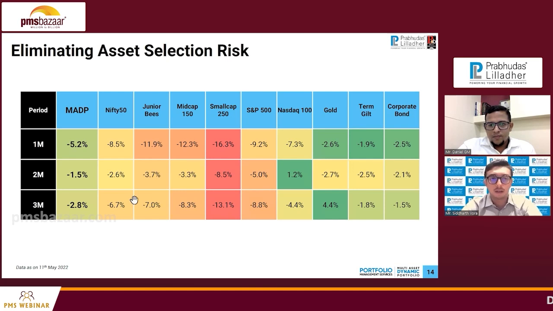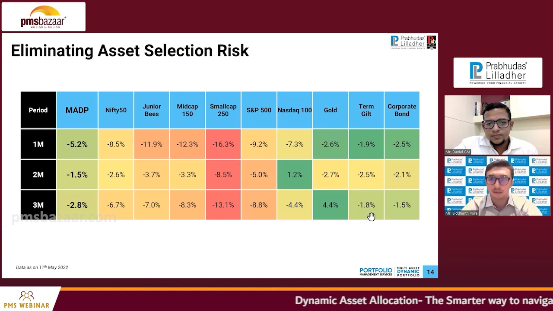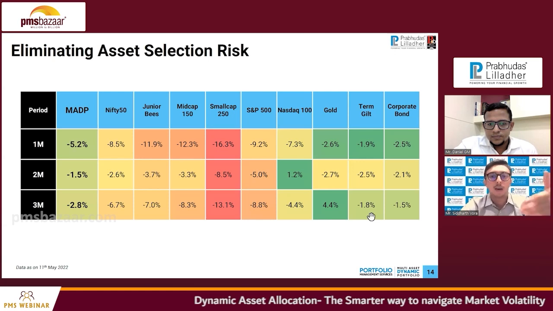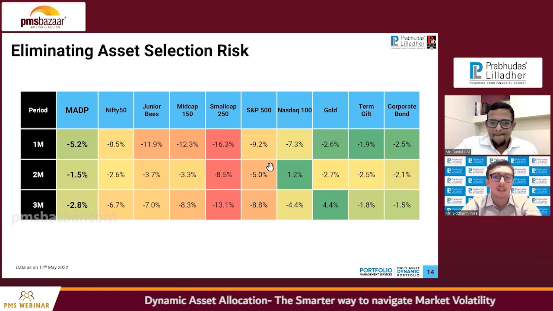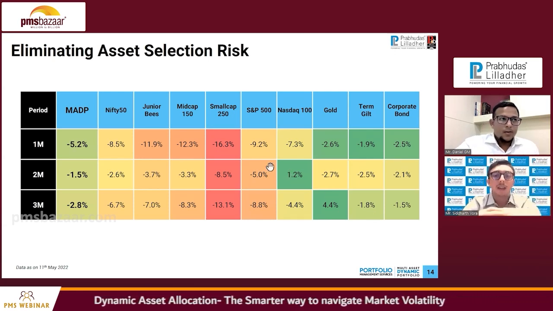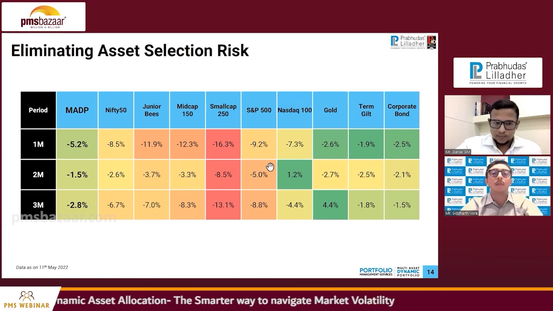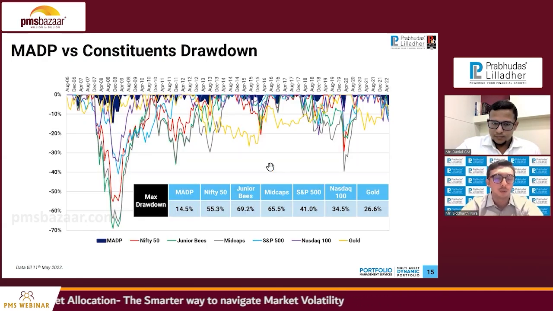Again, if we look at 3 months data, we're down, say, 2.8%. But most of the other asset classes are down much higher, including gilt. Can you imagine? Gilt is down 1.8% because of the rate hike cycle that we've entered. Corporate bonds are down, NASDAQ is down, all the asset classes are down right now. But by shifting the mix, we try to ride this volatility through.